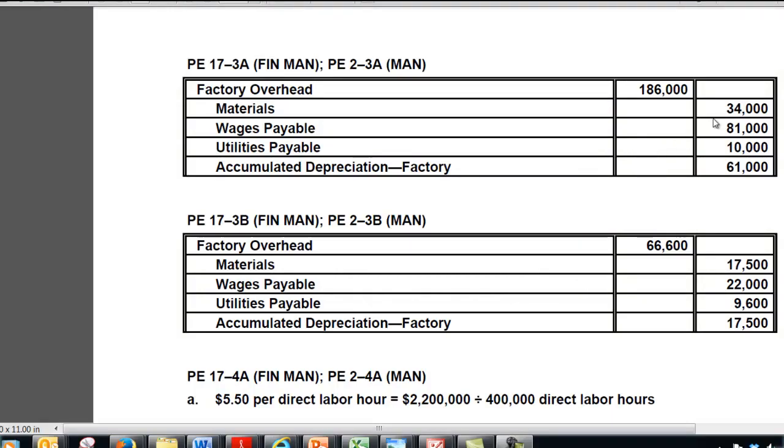As you can see here, we had the materials at $34,000, the wages at $81,000, the utilities payable at $10,000, and the accumulated depreciation at $61,000. All of those were amounts that were actually incurred by us, and we're going to debit factory overhead. Remember, this factory overhead is the actual amount, and when we're determining if we have an amount that was over or under applied, we're going to have our actual on the left hand side, and the applied on the right hand side.